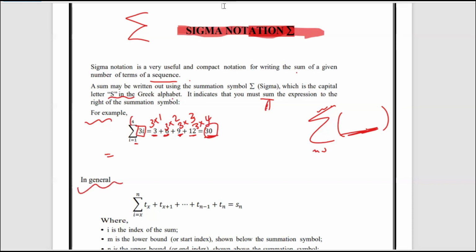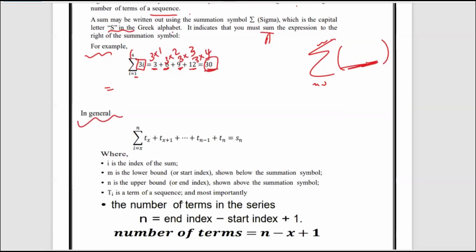So in general, they're telling us if we have the sigma i is equal to x to the n, it will be Tx plus 1, and so on and so forth. So it's like we just keep on increasing and increasing. So the index of the sum, the lower bound, the upper bound, Ti is the term of the sequence, okay?